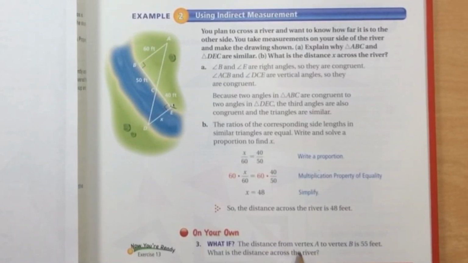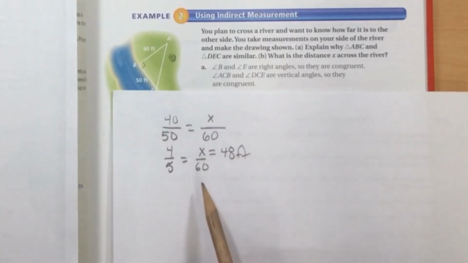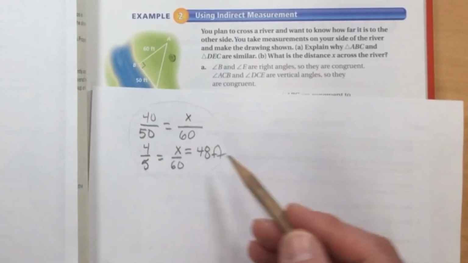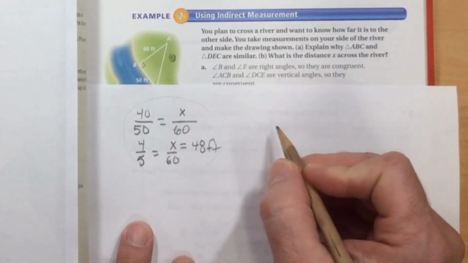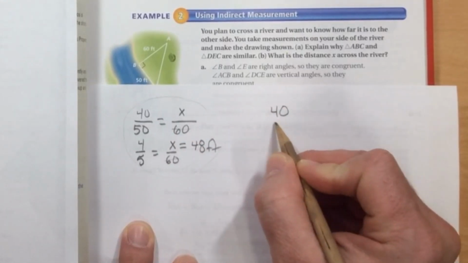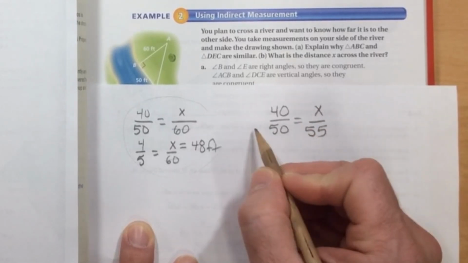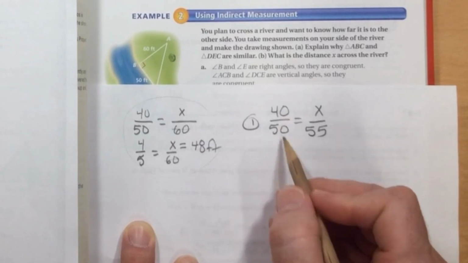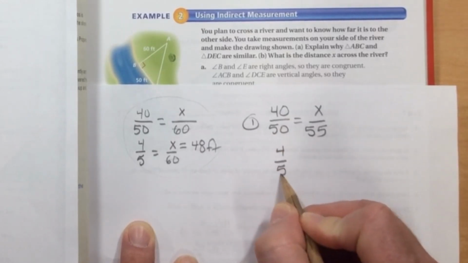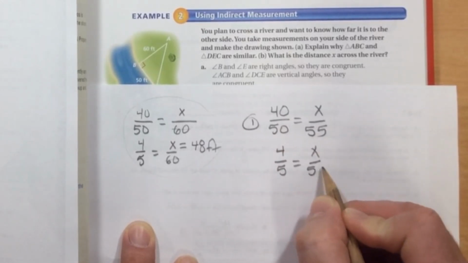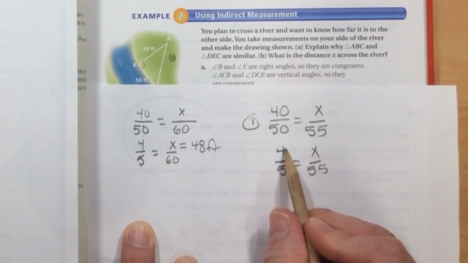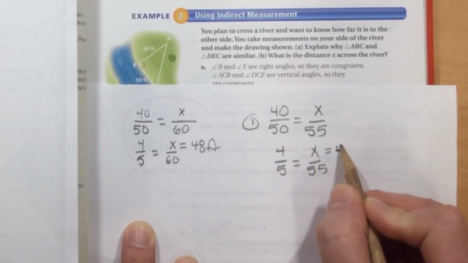It says, what if the distance from vertex A to vertex B is 55 feet? What is the distance across the river? So all they changed from this original was this distance right here. They made it 55. So now we would have 40 over 50 still equals x, but now over 55. This is for number 1 they want us to solve. We'll simplify this again to get 4 over 5 equals x over 55. Multiply by 11 this time, and now that equals 44 feet.